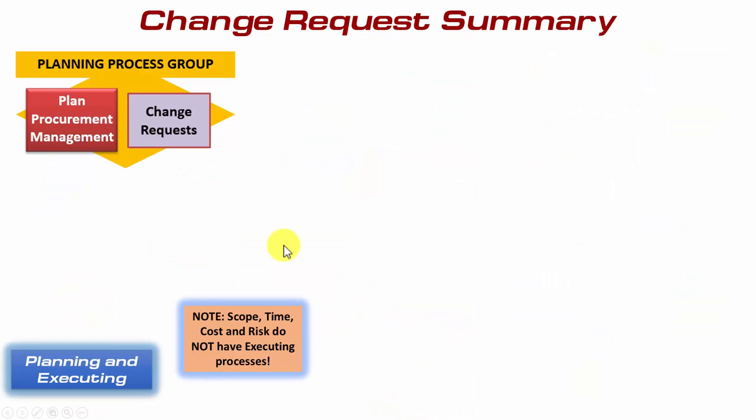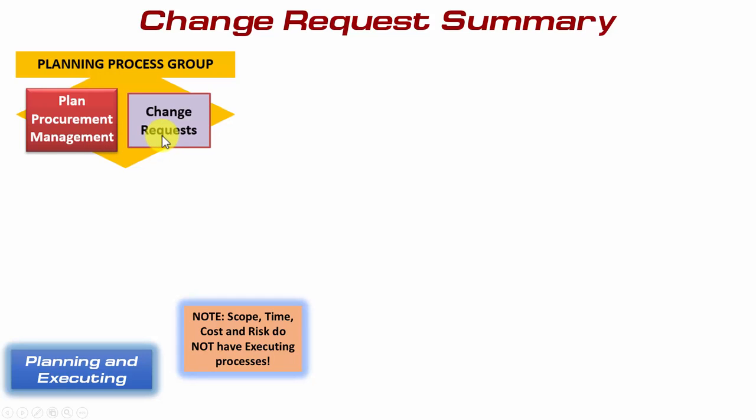So finally, I have 2 summary slides that bring together all of these ideas for change requests and the use of integrated change control. So starting with a high-level view of the process groups, I'm not going to cover the initiation process here, but start with the planning process. And to remind you that the process called plan procurement management, if indeed your project is procuring goods and services, then you can have change requests emanate from that particular process.